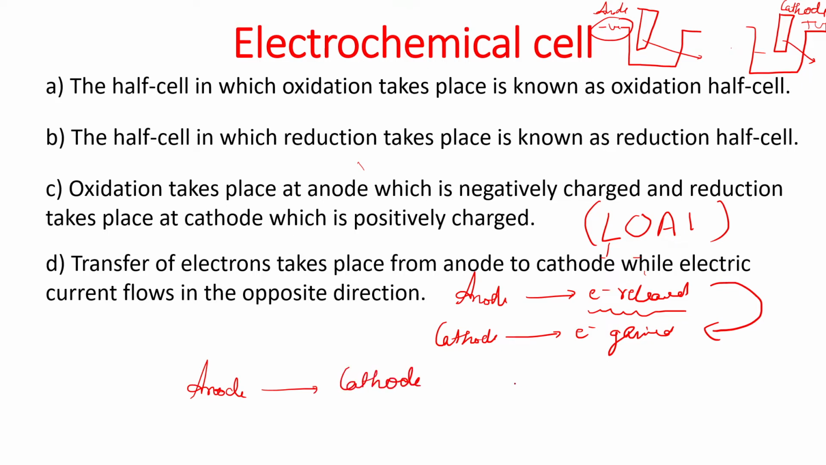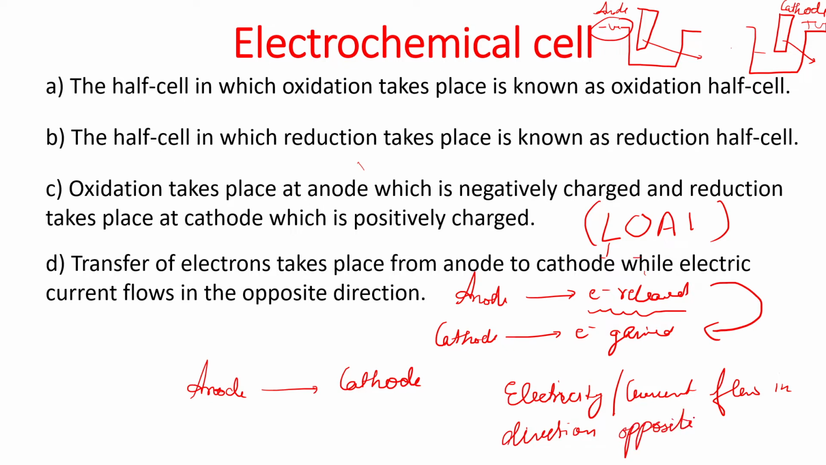But electricity or current flows in a direction opposite to the direction of movement of electrons. So this is the flow of electrons, the direction, while electricity on the other hand will flow from cathode to anode. Okay.